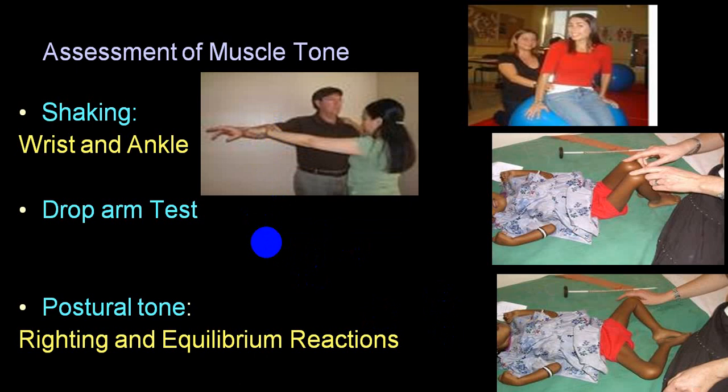So you can put the two legs together like this and just leave it. If it falls like this, this posture is not maintained. It will be because of hypotonia. So look for those findings.